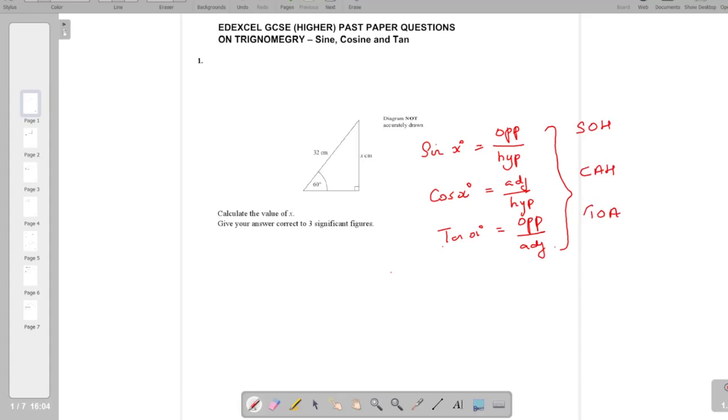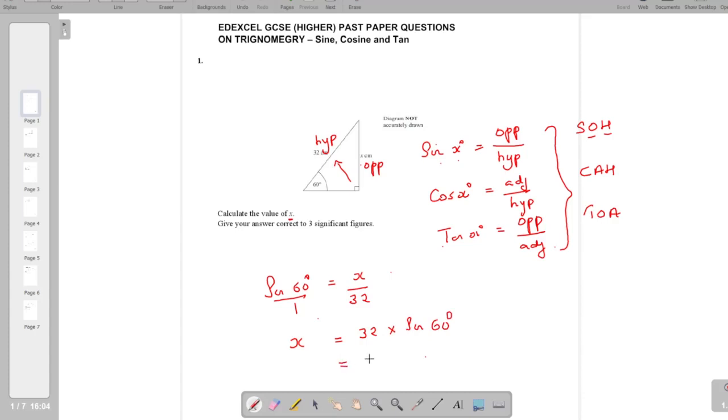So first question, they are asking for the opposite side, and we know this side. Hypotenuse is opposite to the right angle, opposite is opposite to the angle that is given. So to find x, we need the opposite and hypotenuse. Opposite and hypotenuse is sin, so we're going to use sin 60 is x over 32. To find x, we cross multiply. X is 32 times sin 60.